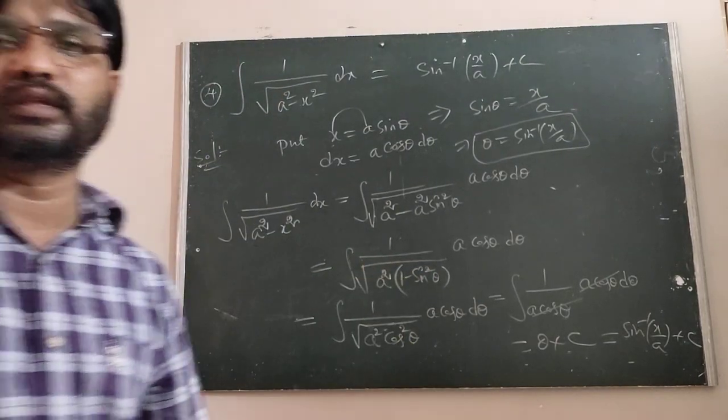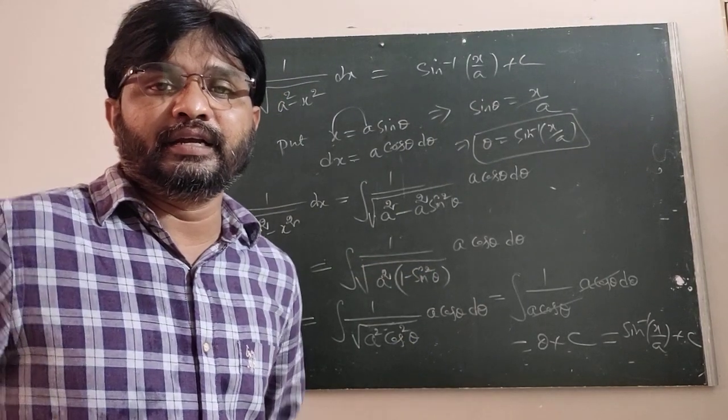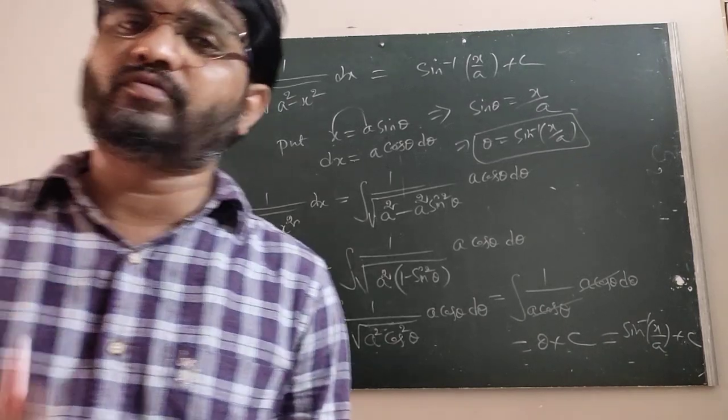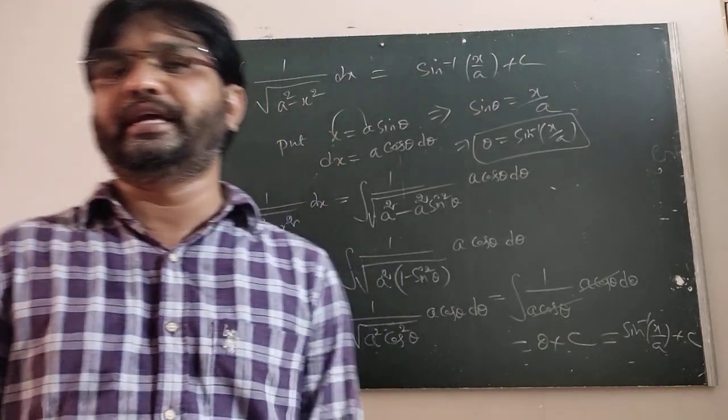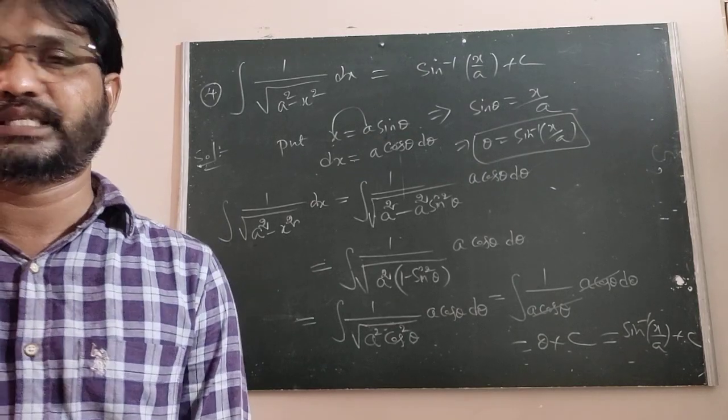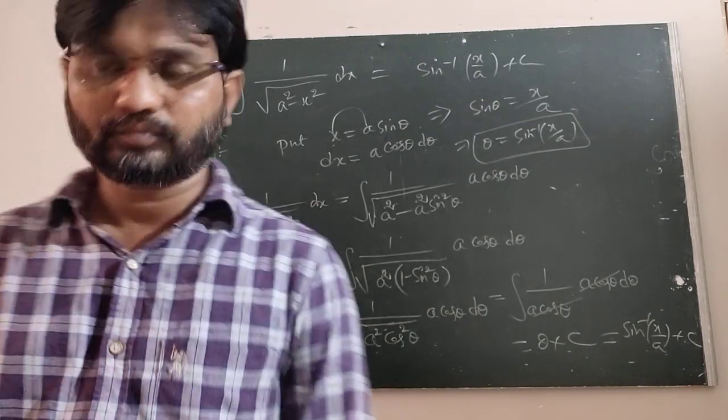This is the fourth standard integral. The integral of 1 by under root a square minus x square into dx is of the form sin inverse of x by a plus c. Is it clear?